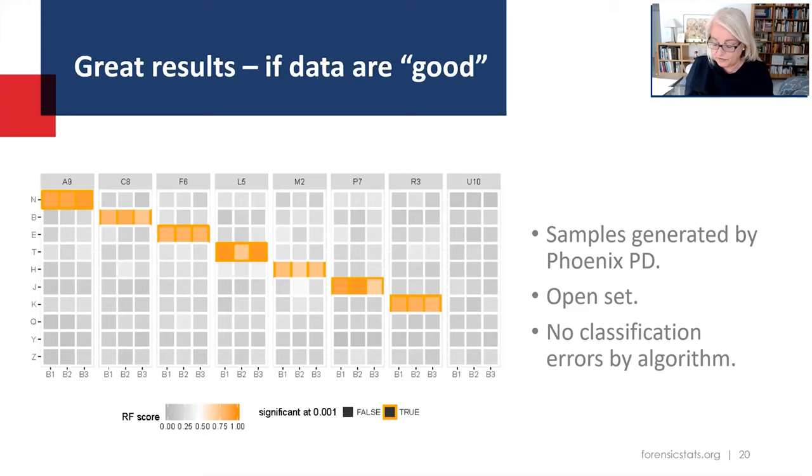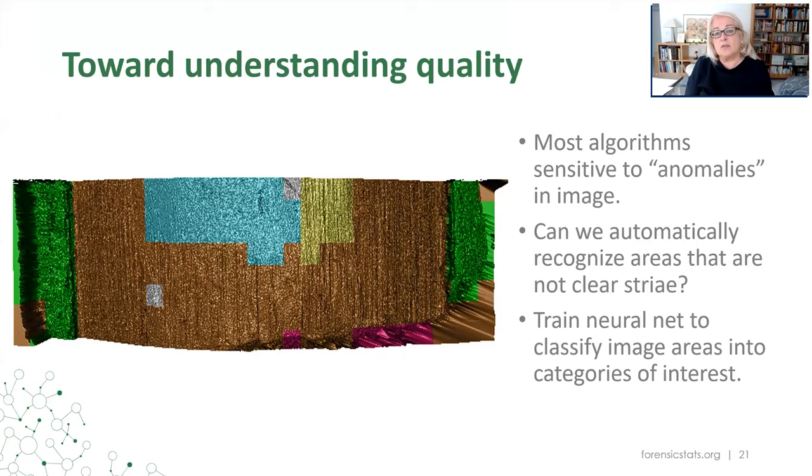If these images are not good, for example, if there's a lot of missing pixels, or you're looking at the wrong part of the image, then the results are not so good. And so, can we understand quality of images? This is some recent work that Heike Hoffman and her students are doing in the last year or so.